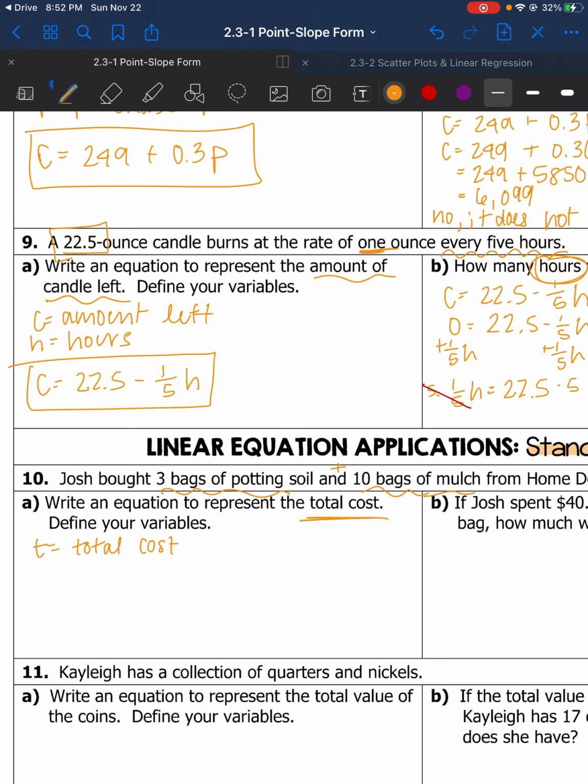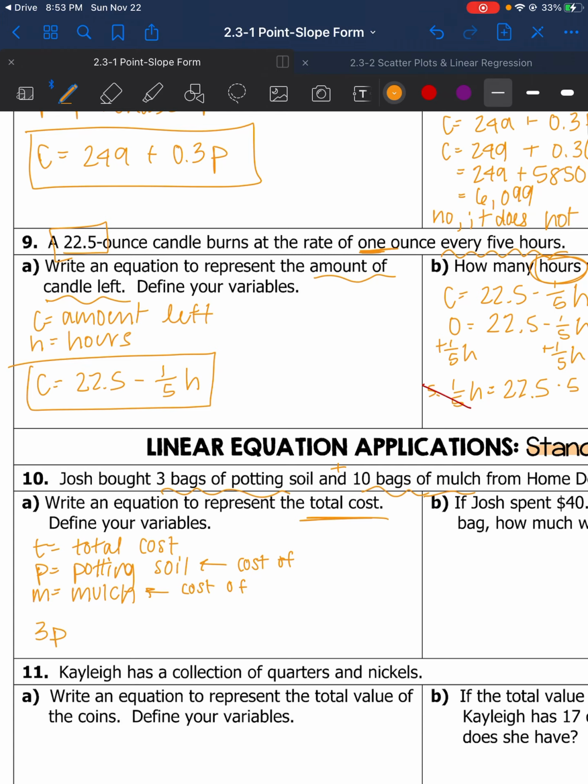So how do we find the total cost? Well, what did he spend money on? Well, he spent money on bags of potting soil, which we can represent with P for potting soil. And he also bought mulch, which we will use M to represent. So these are actually talking about the cost of potting soil and the cost of mulch, which is what those variables actually represent.